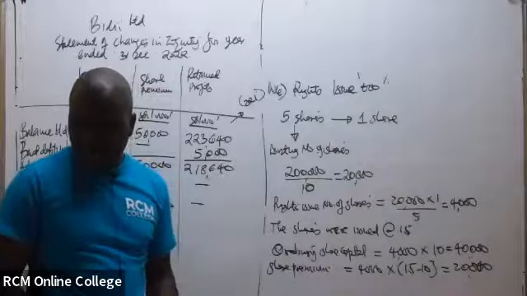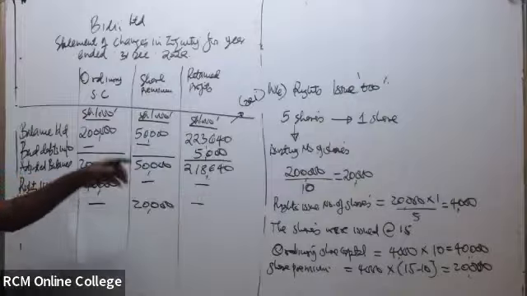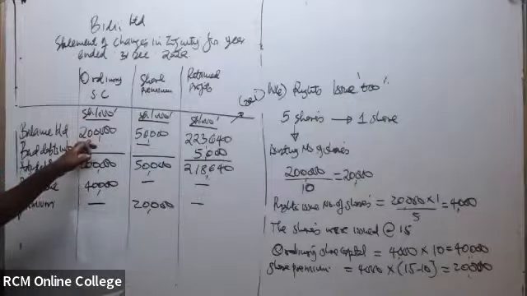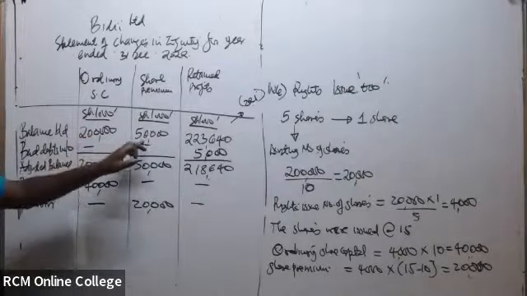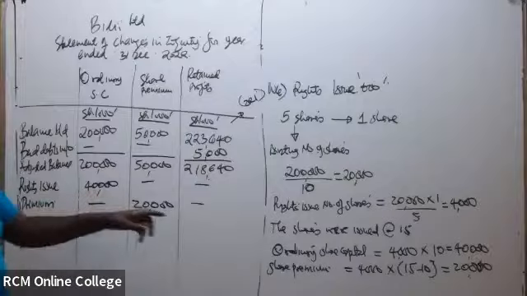On the ordinary share capital. So this computation here, this particular balance here is actually in the trial balance. All these ones are actually in the trial balance.